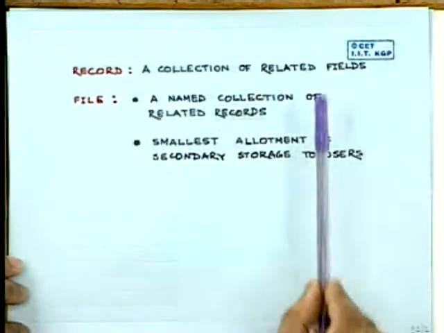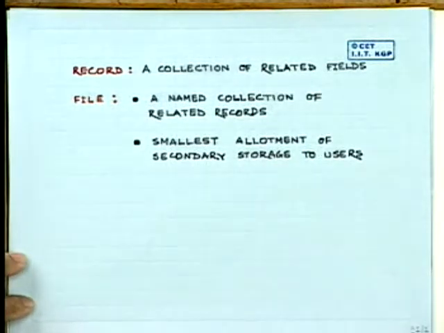First, let us see what is a record. The record is a collection of related fields. For example, if we take the student's record, it will consist of many fields: the student's name, his date of birth, then his address, the subjects he has taken, the grades he has scored, the overall grade, his registration number, and so on. Each one is a field, and the collection of these fields constitutes the student record.